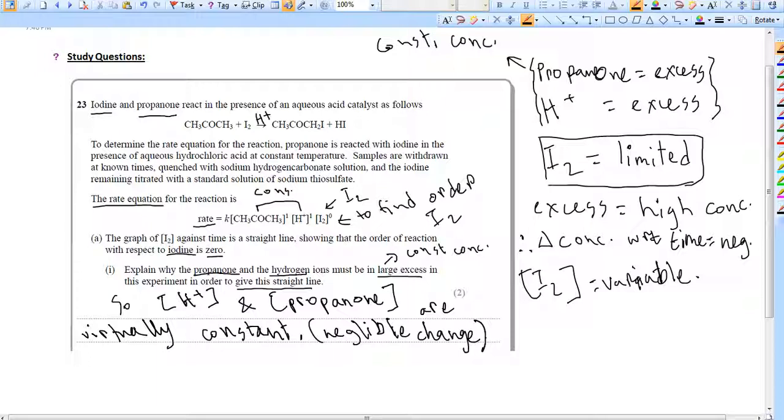Another important thing to say is that here we are changing the concentration of iodine, not the concentration of hydrogen ion and propanone, since we are calculating the order of reaction of iodine.